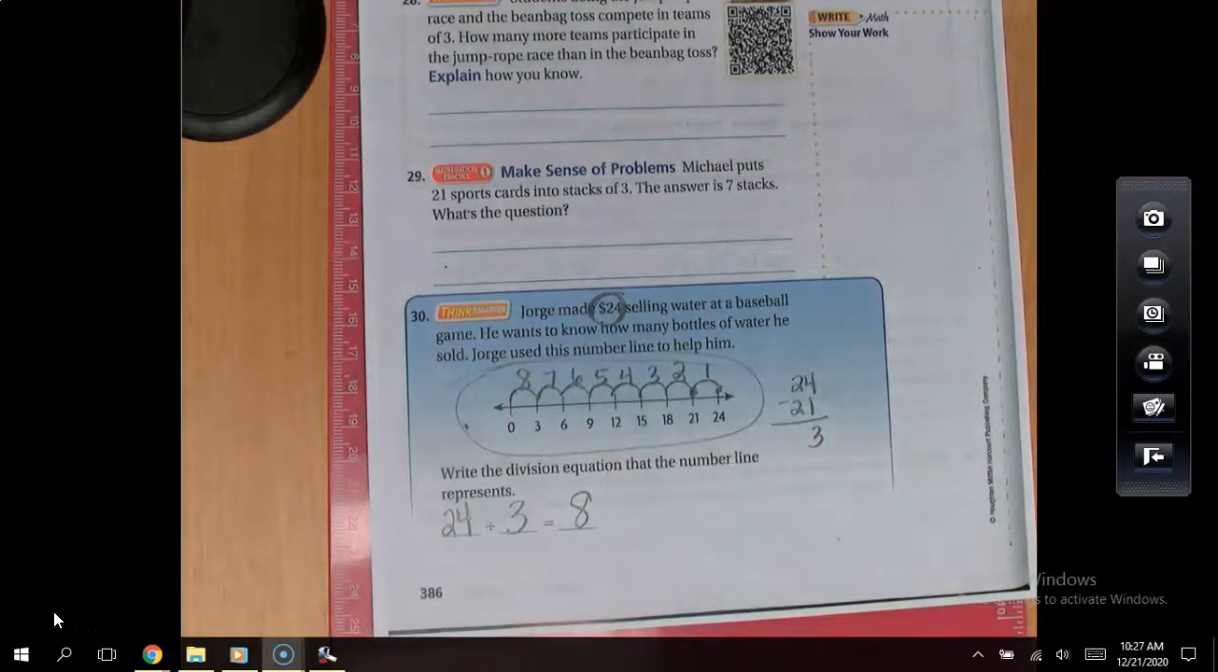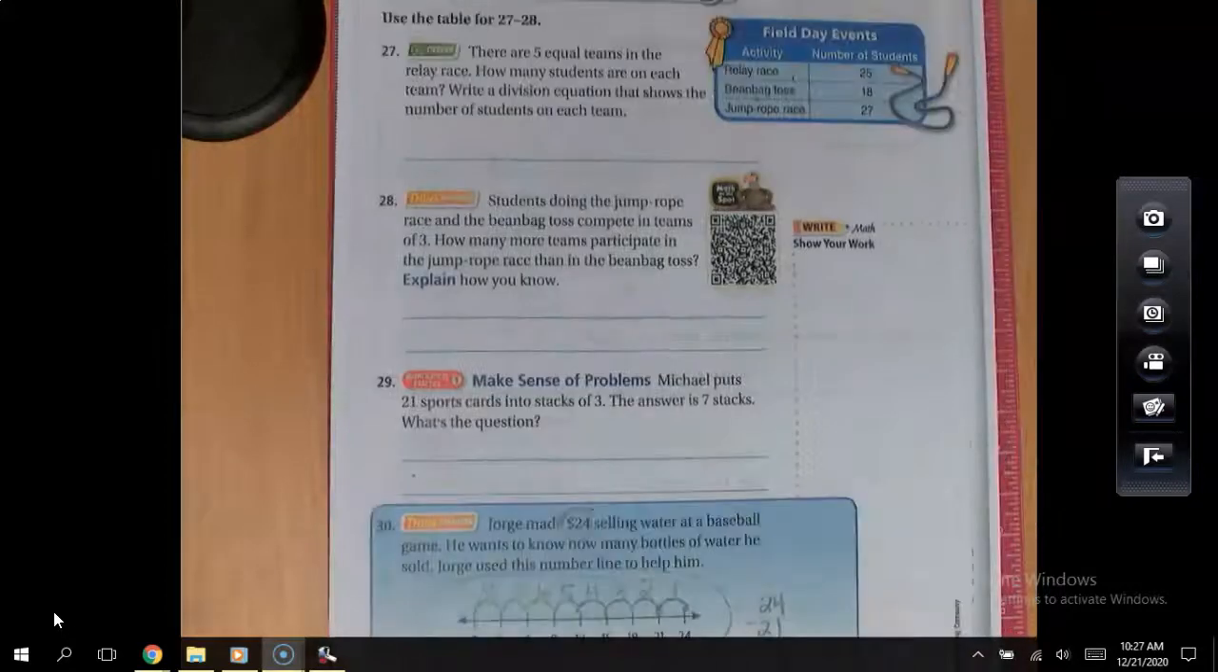All right, boys and girls, you did a fantastic job learning about how to divide by 3. Go ahead and take your time on your assessment.